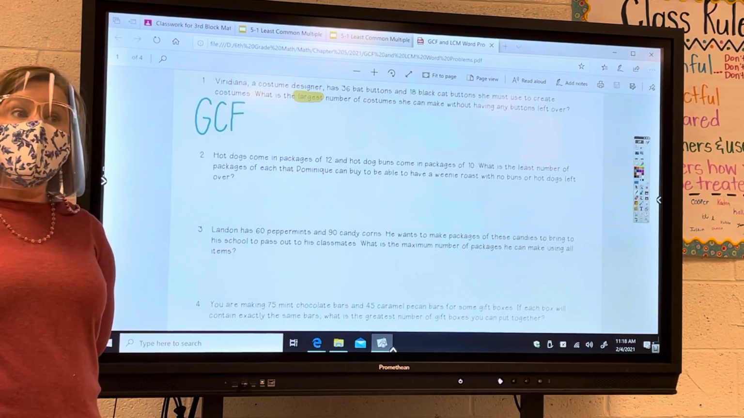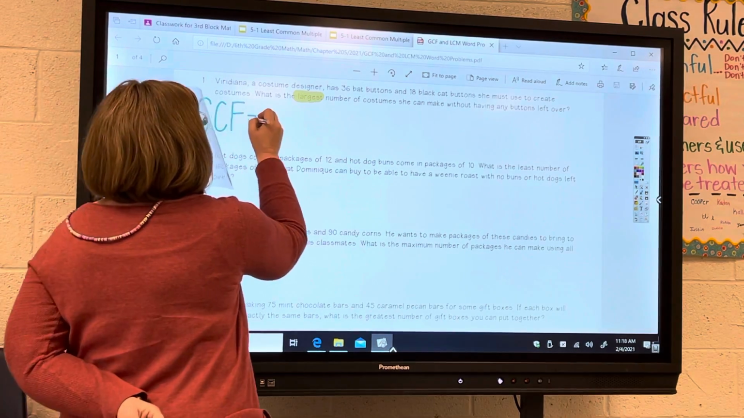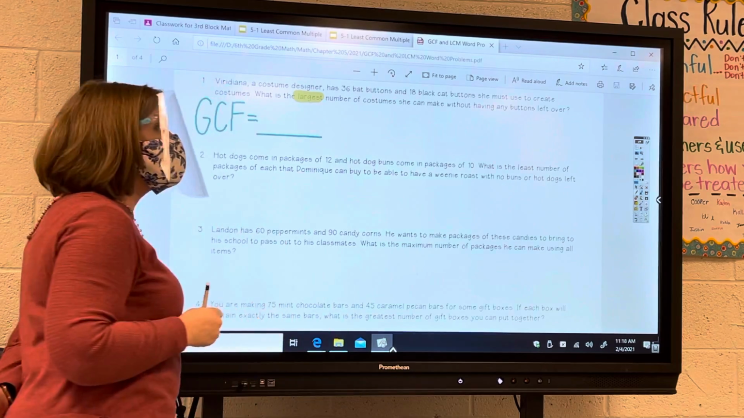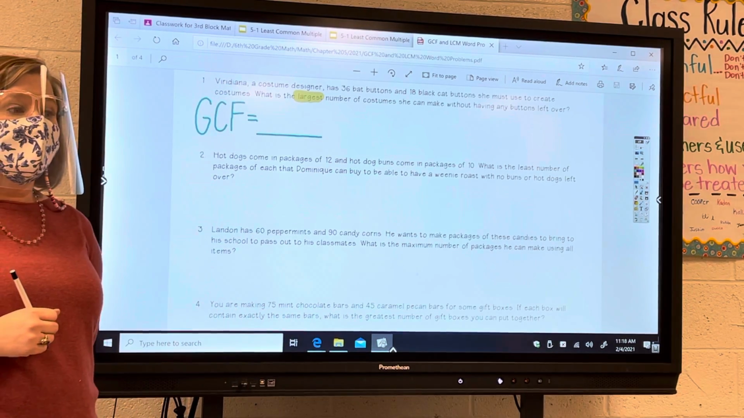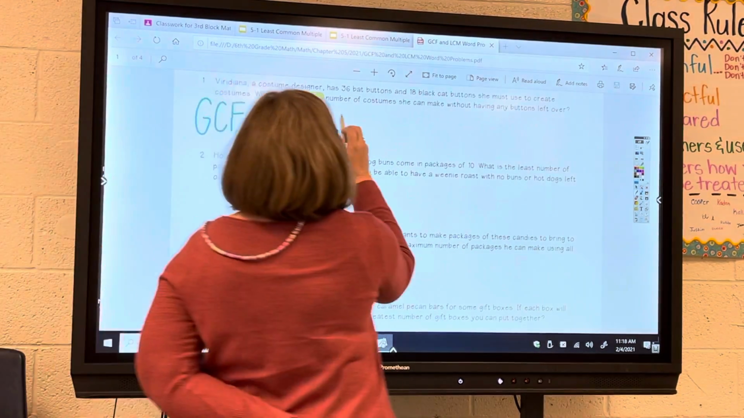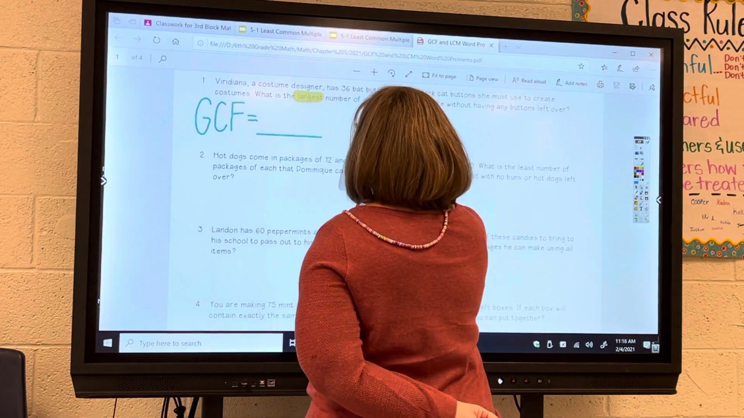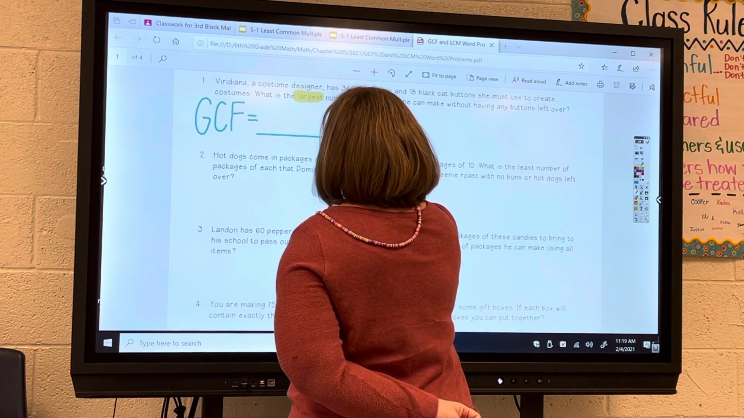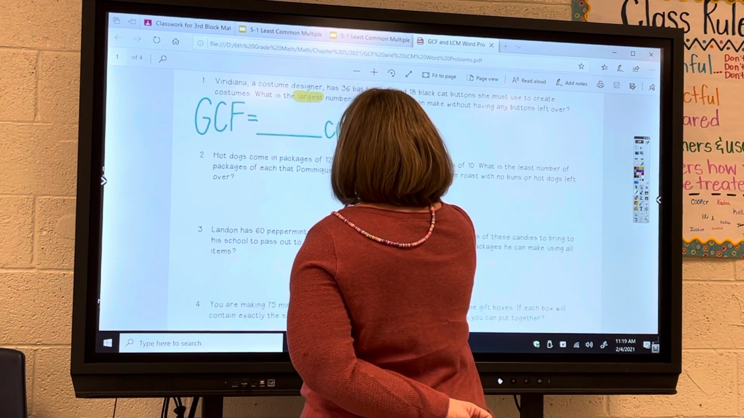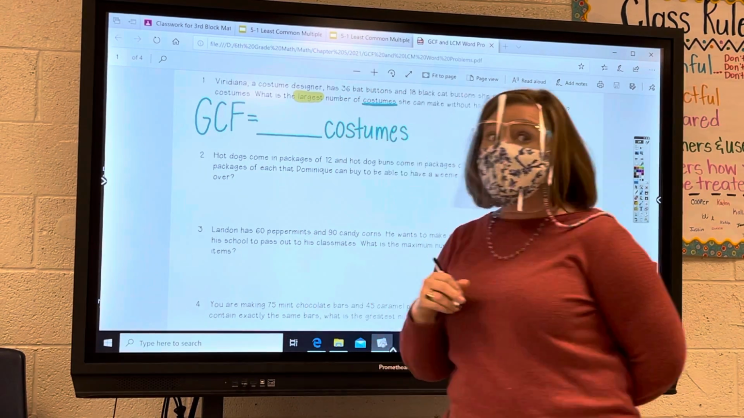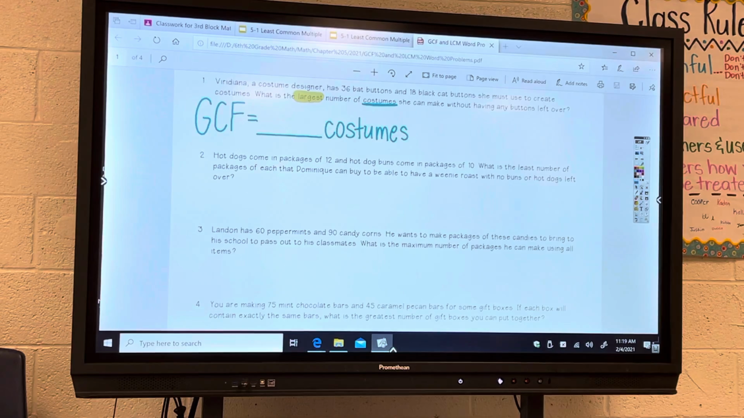The next thing that I want you to do is write your equal sign, and I want you to write a space. Now, we want the largest number of what? Costumes. So costumes is the label for our answer, okay?